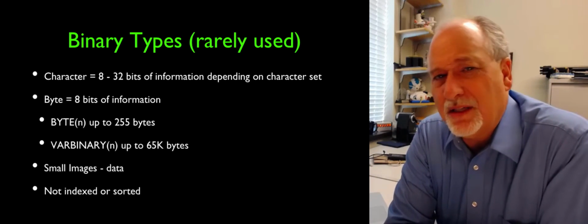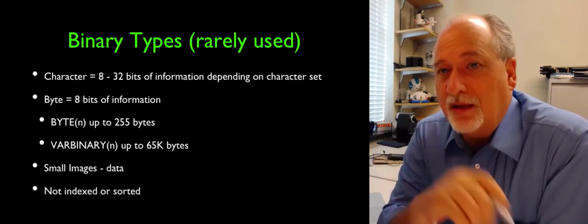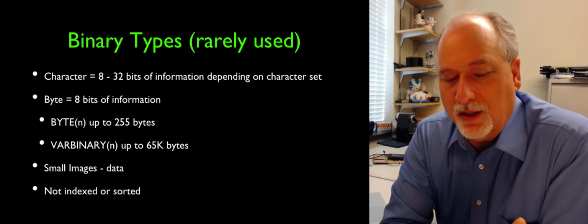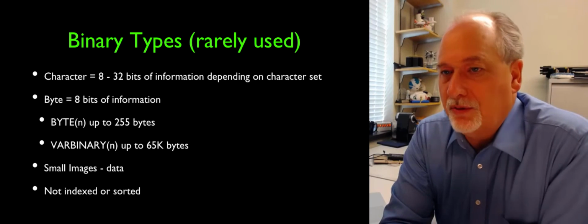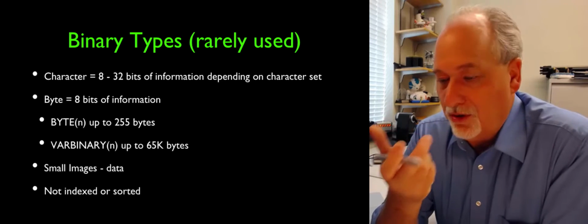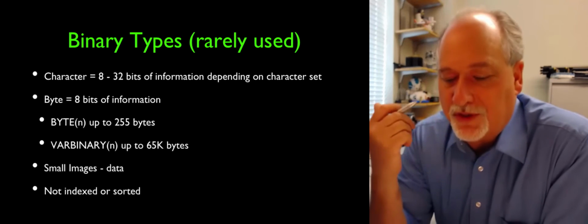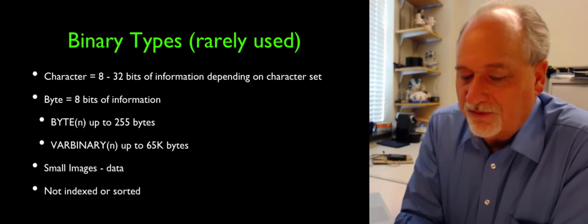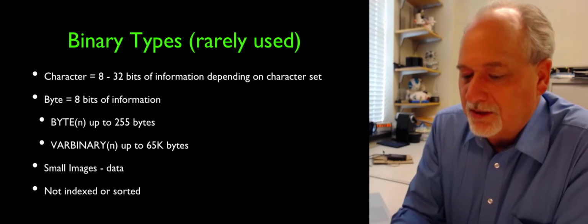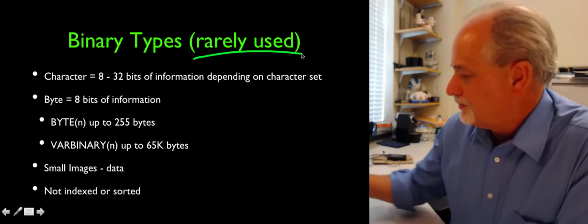There are these binary types that are actual 8-bit chunks of space, and they have no awareness of character sets, so you can't store anything other than 0 through 255 in each one of these 8-bit bytes. There's a fixed and a variable length, but this is seldom used, but they're there, so you might see those.